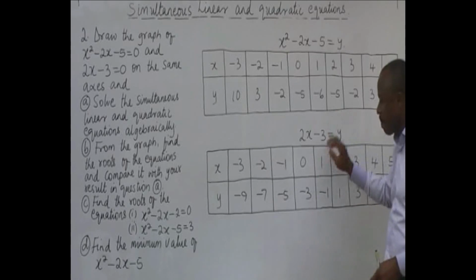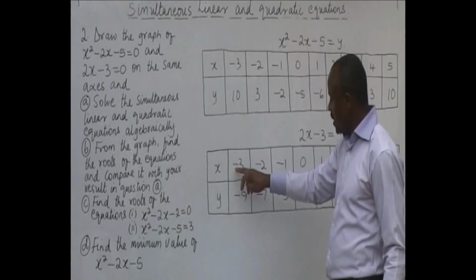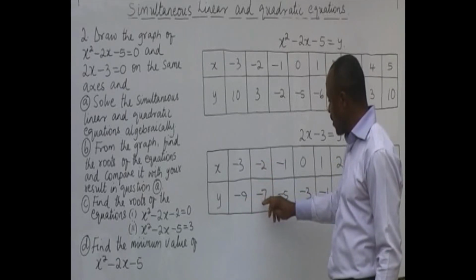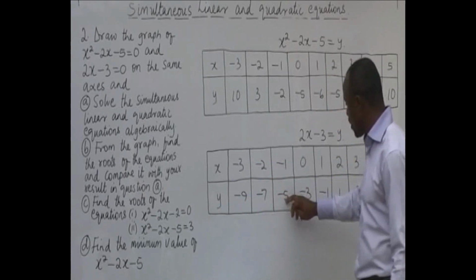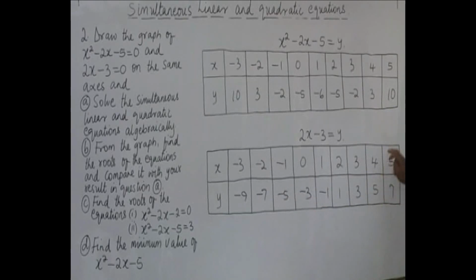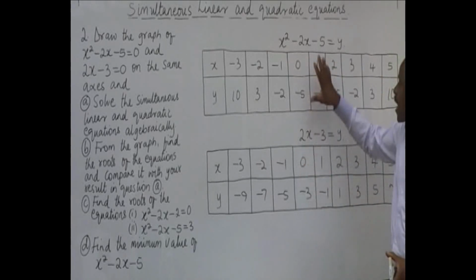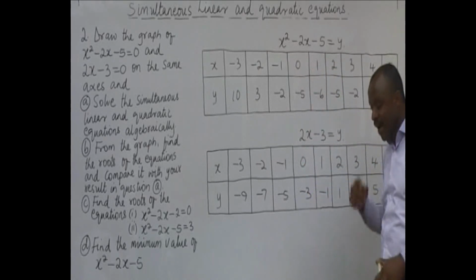For the linear, when x is minus 3, y is minus 9. When x is minus 2, y is minus 7. When x is minus 1, y is minus 5. When x is 4, y is 5. And when x is 5, y is 7. These are the table of values we are now going to use in plotting the graph.